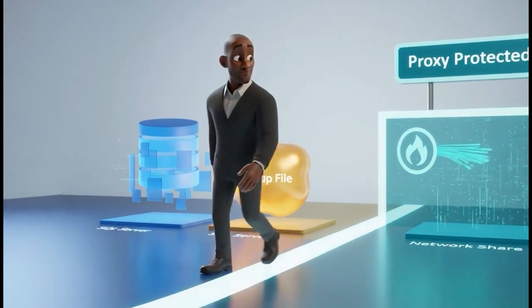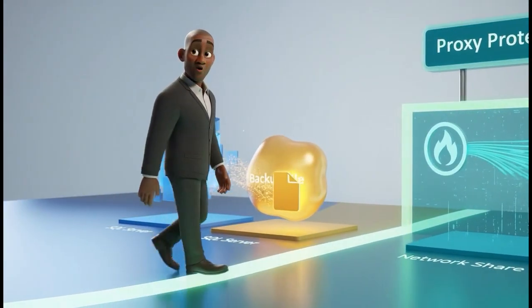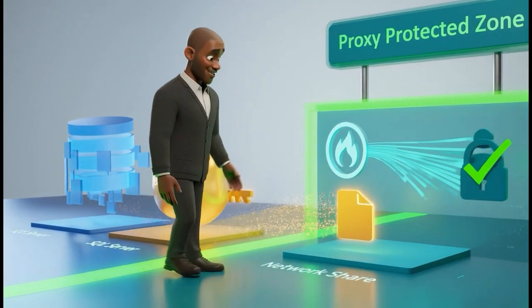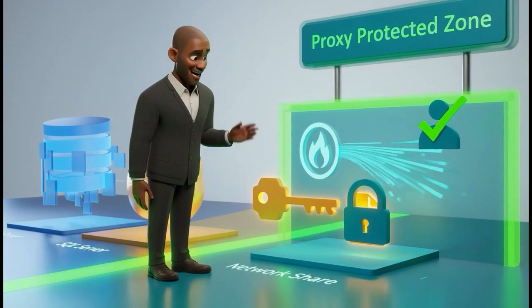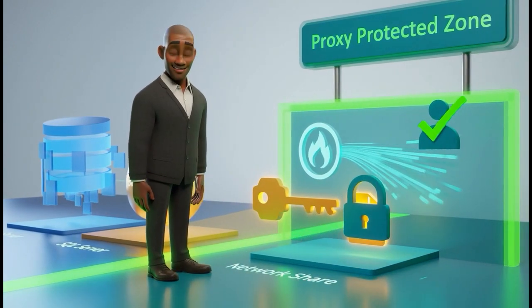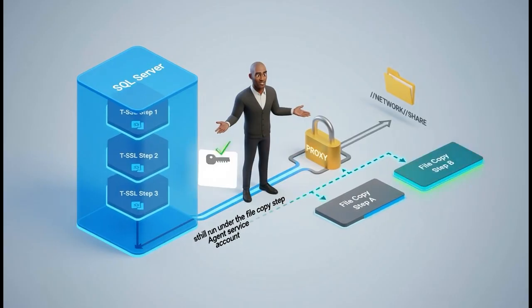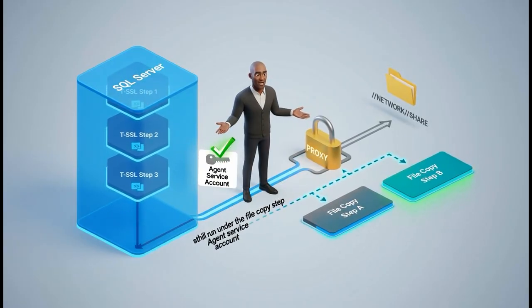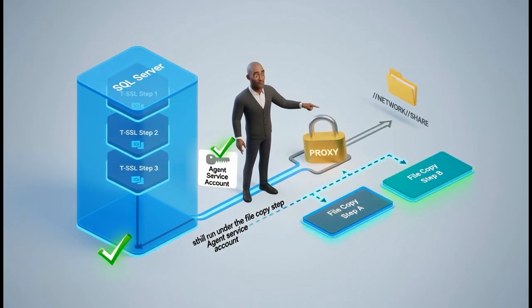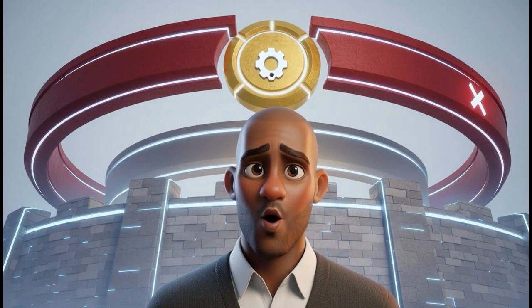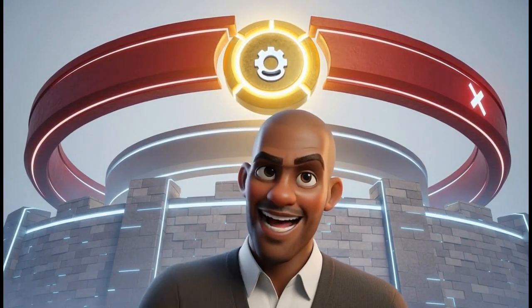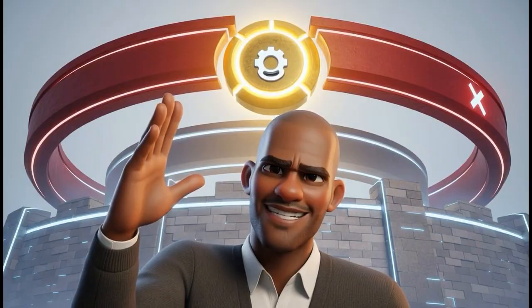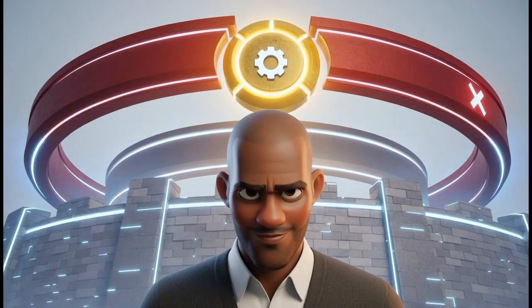For example, if your backup job needs to copy files to a network share, you'd create a credential with a Windows account that has access to the share and assign that proxy to the file copy step. The T-SQL steps still run under the agent service account, while only the file copy step uses the proxy. Proxies follow the principle of least privilege. Each task gets exactly the permissions it needs and nothing more.